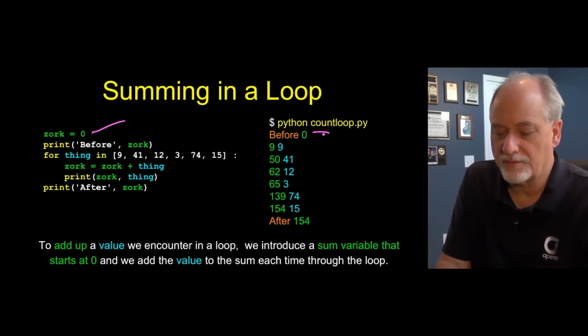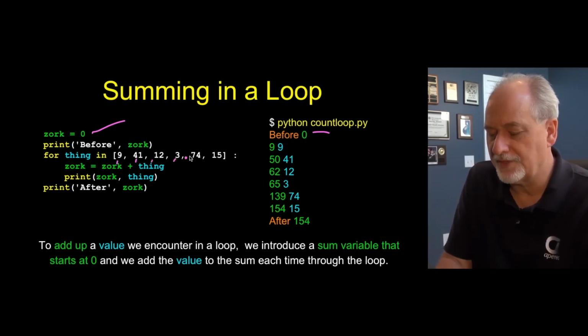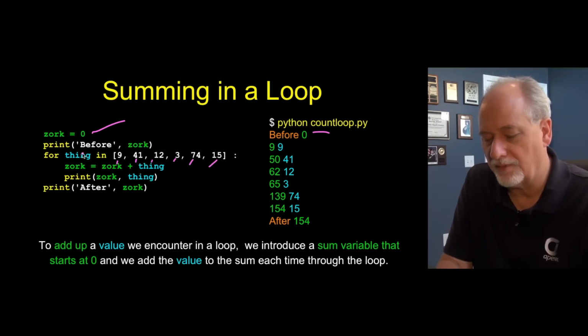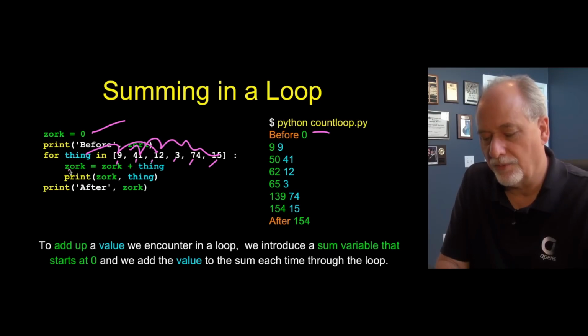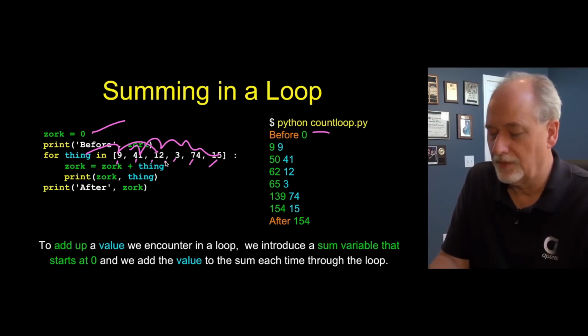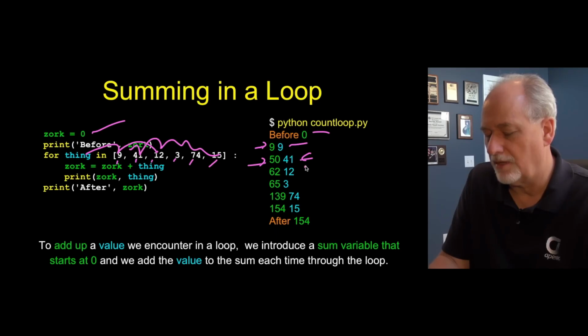So you set Zork to 0, and the total we've seen so far is indeed 0. Then we're going to run this 1, 2, 3, 4, 5, 6 times, and thing is the iteration variable. It takes on the successive values, and each time through we take our running total and add to it the thing we've seen. So we see 9 and the running total is 9. We see 41 and the running total becomes 50. We see 12, the running total becomes 62. We get a 3, it becomes 65. We get 74, running total is 139.